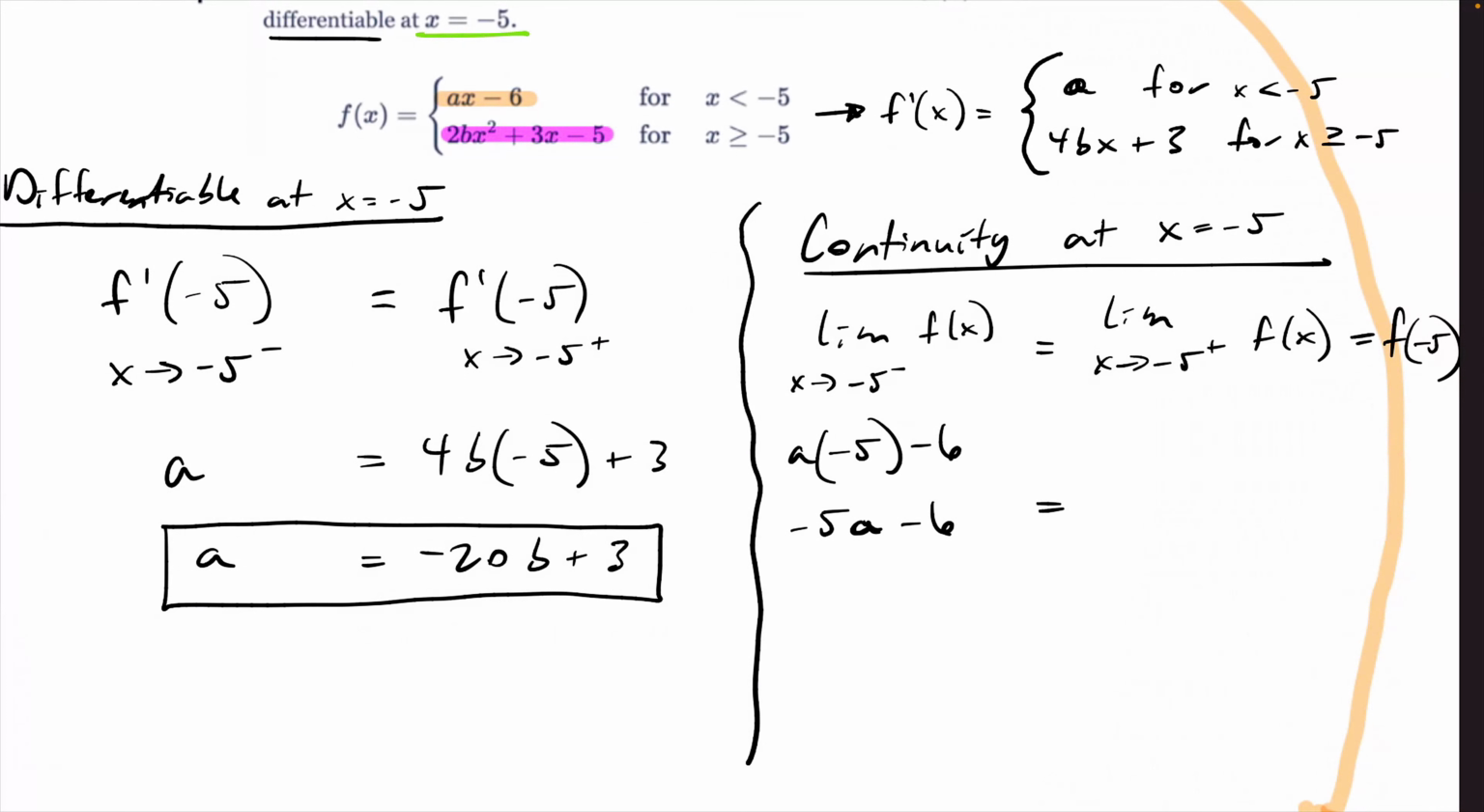Now plug it into the bottom. 2b times negative 5 squared plus 3 times negative 5 minus 5. So we get, what is that, 25 times 2, 50b? Yes. Minus 15 minus 5. So 50b minus 20.